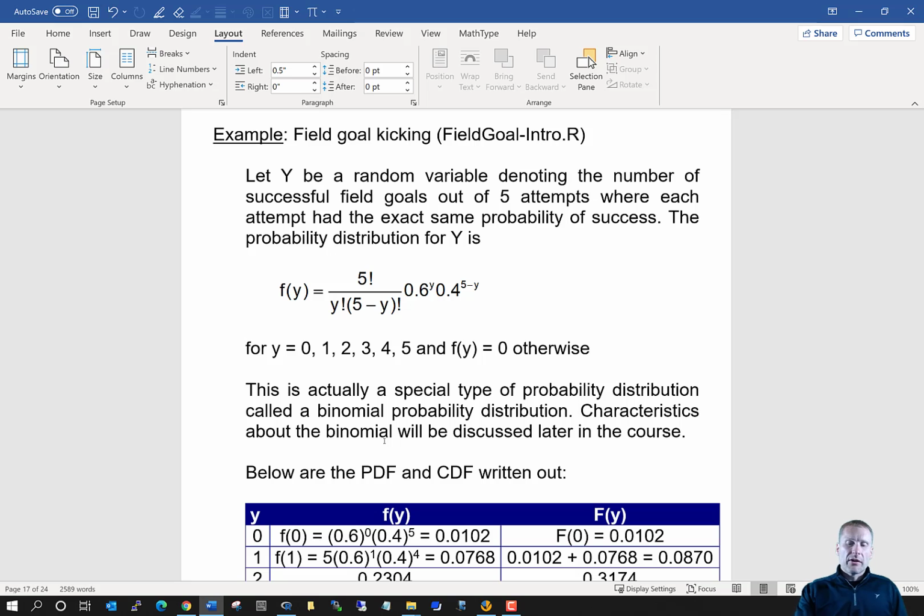And in this particular case, we can actually use this as our PDF, our probability distribution function. Y, the number of successful kicks, can be 0, can be 1, all the way up to 5 successful field goals. Now, why I chose this as the PDF will be explained more later in the course. But for now, just to help you out, what we're going to see later is that this actually corresponds to what's called a binomial probability distribution.